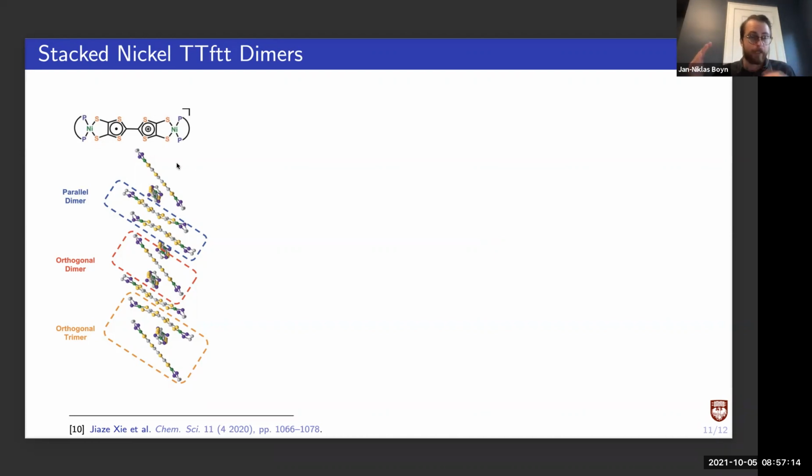But the interesting part about this compound is that in both solution and the solid state, it forms these interesting dimers and trimers. So it doesn't just float around by itself, it stacks. It forms radical pairs. You would expect that, I guess, but it is fairly uncommon. In particular, this forms parallel dimers, orthogonal dimers, and orthogonal trimers in both solution and the solid state.